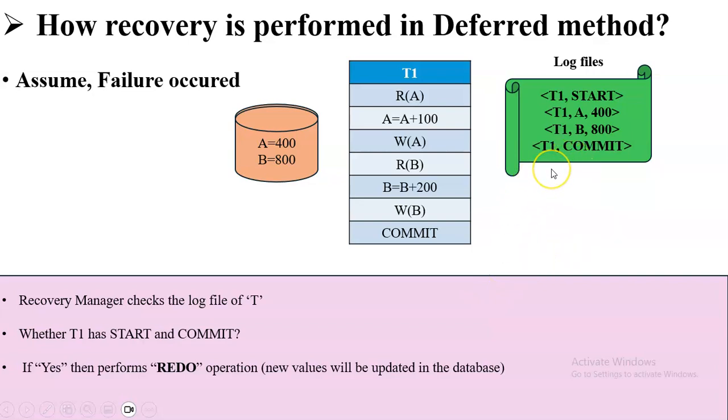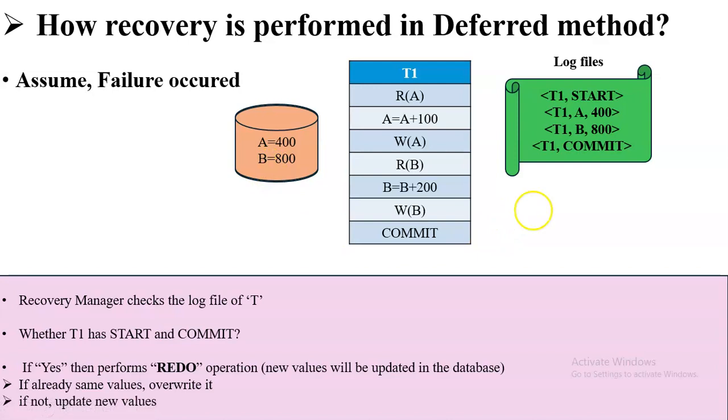What do we mean by redo operation? The redo operation means the new values, that is 400 and 800, will be updated into the database. If the same values are already there, then it simply overwrites them. So here it is simply overwriting those values. And if those values are not there, then the new values will be updated. Right? So this is how it is happening.